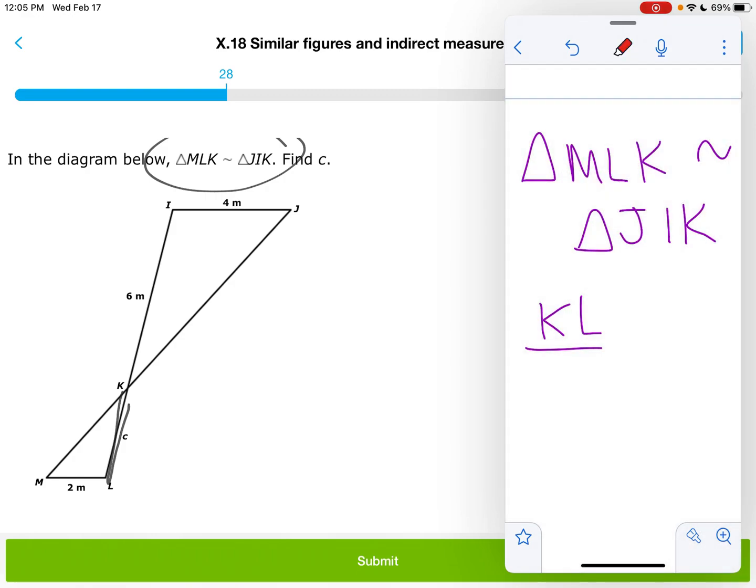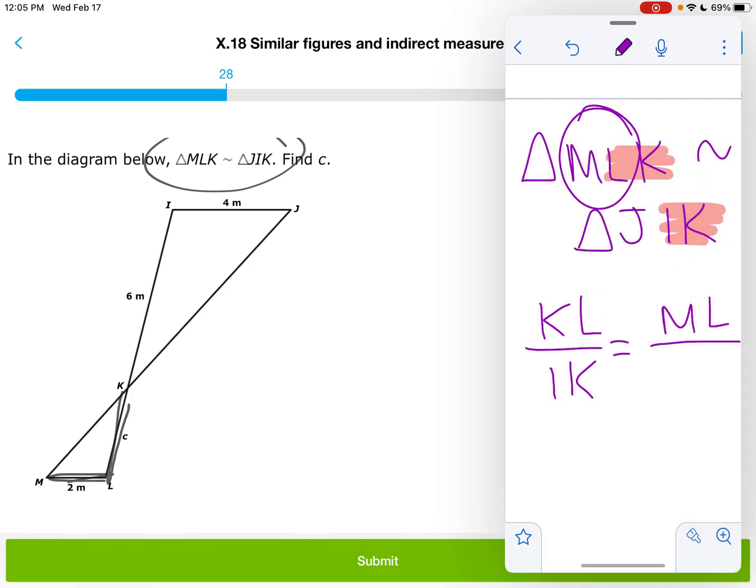Now let's look at what triangles are similar. We have LK is that one side, which corresponds to IK on our triangle. So that's what goes down on our bottom. Okay, now looking at our small triangle, look at MLK. What other side do we know in MLK? Right, we know side ML, so that's what goes on the top. And ML is the first two letters that corresponds to the first two letters in our second triangle, which is JI.